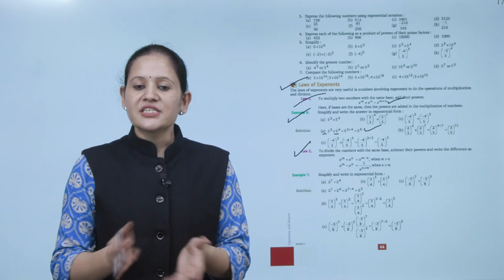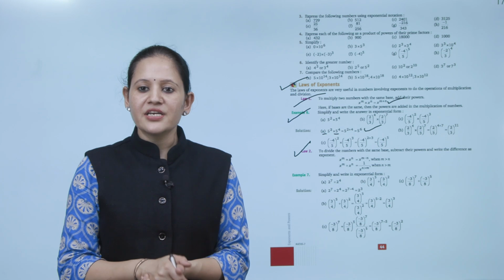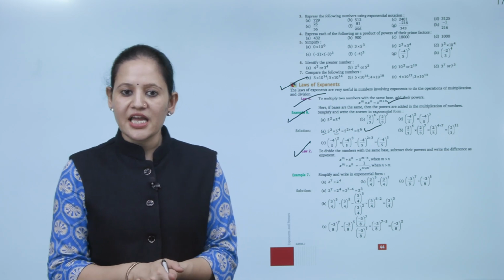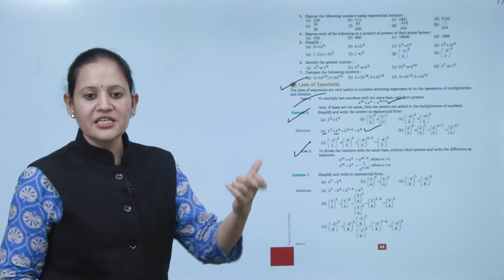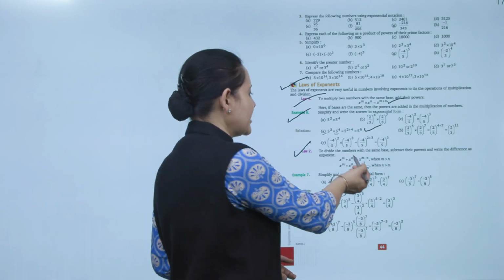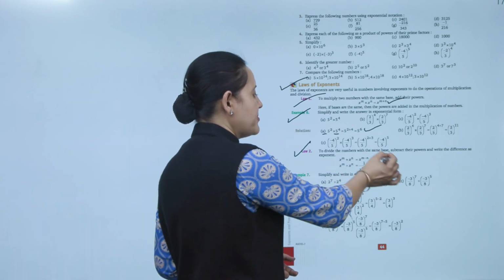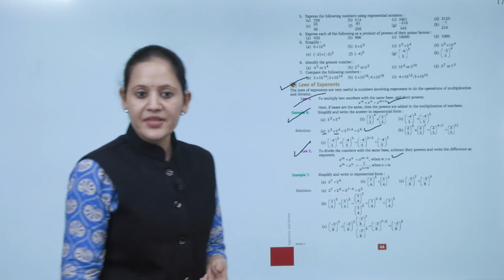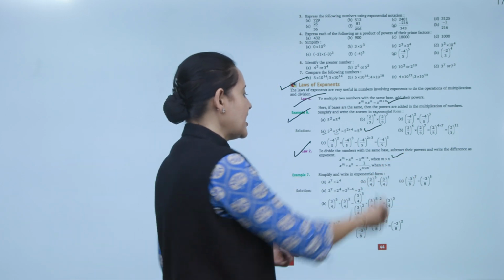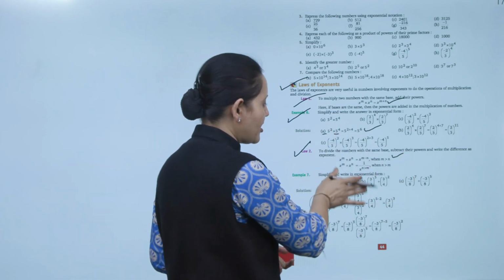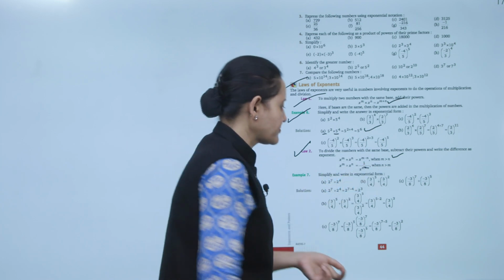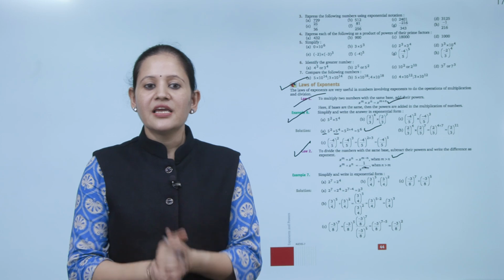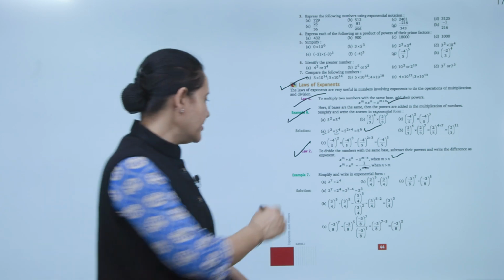To divide numbers with the same base, subtract their powers and write the difference as the exponent. x to the power m divided by x to the power n. The base is the same, we have to divide, so we'll subtract the powers. x to the power m minus n, where m is greater than n. Clear? In case n is greater than m, then what will happen? 1 upon x to the power n minus m. Clear? Next, we'll take an example.